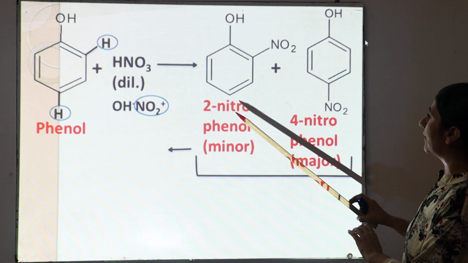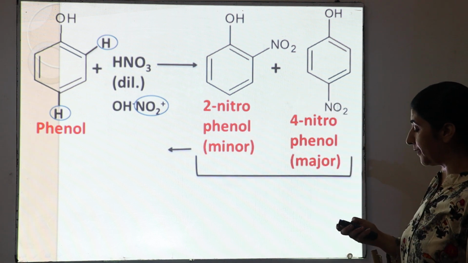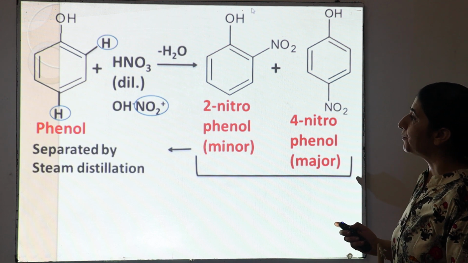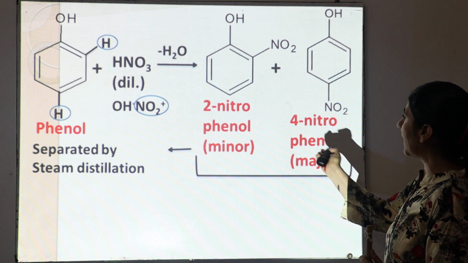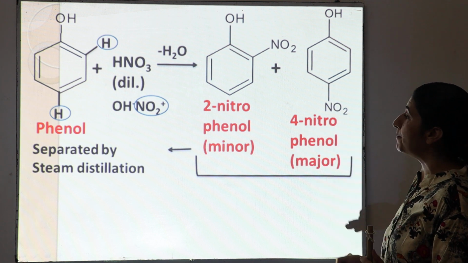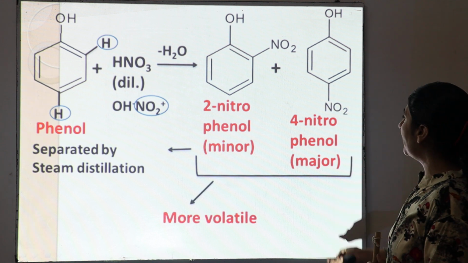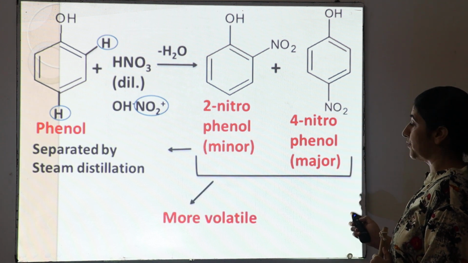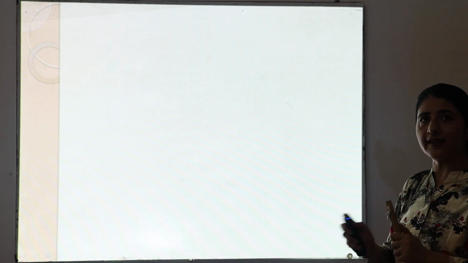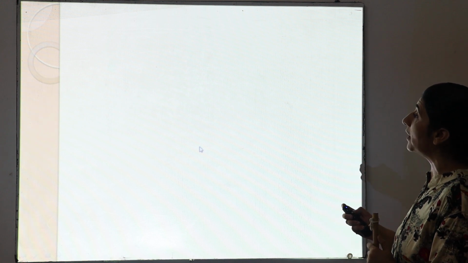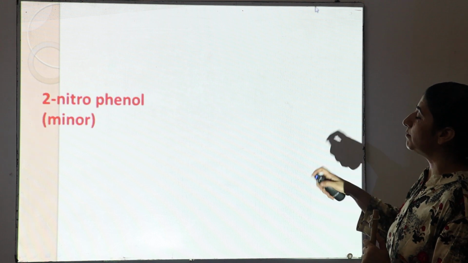These two products, 2-nitrophenol and 4-nitrophenol, are easily separated by steam distillation. Why are they separated by steam? Because 2-nitrophenol is more volatile, whereas 4-nitrophenol is less volatile. The reason behind the difference in volatility between these two products is the difference in the bonding present between the molecules.